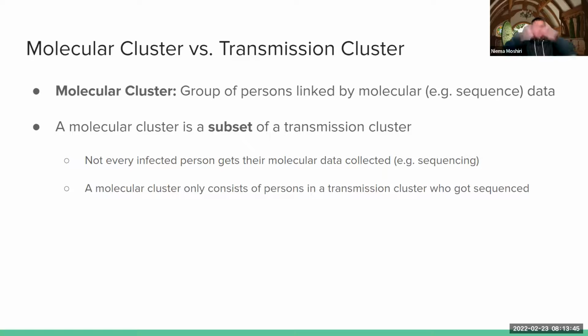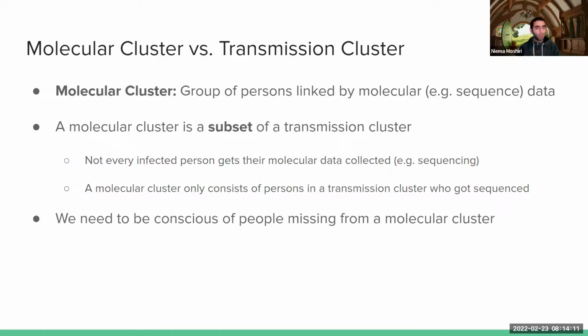So, you have your risk network, which is everyone who's infected from a similar common source, as well as their neighbors who are susceptible. You have the transmission network, which is just the folks that are infected and connected by a recent source of transmission. And then you have the molecular cluster, which is the individuals in the transmission cluster who have been sequenced, who we have molecular data about.